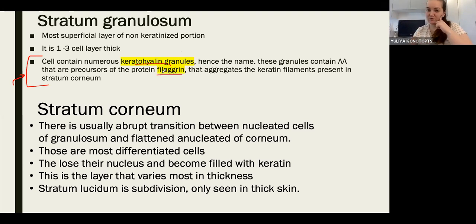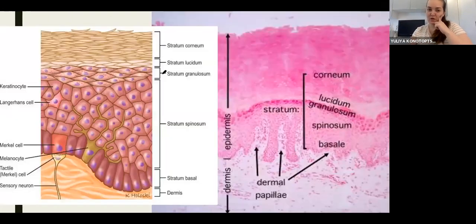And what's the purpose of filaggrin? What do we use it for? Let's go back to this picture. Stratum corneum has dead cells, and they are filled with keratin. We call this keratin soft keratin because you're in the skin, right? But what is soft keratin? Soft keratin is a lot, it's a bunch of keratin intermediate filaments. It's not one keratin intermediate filament, it's lots of them.